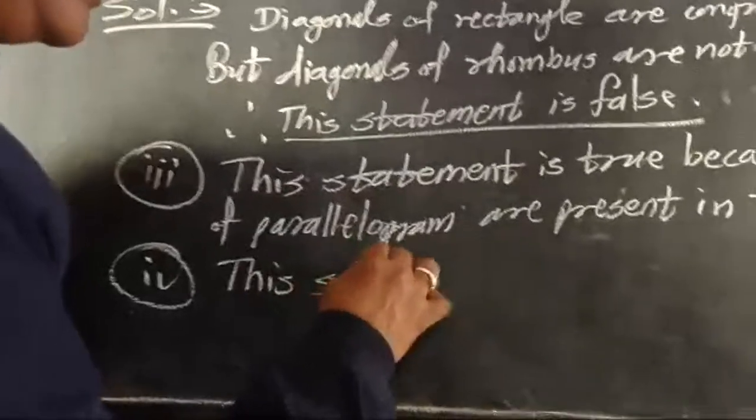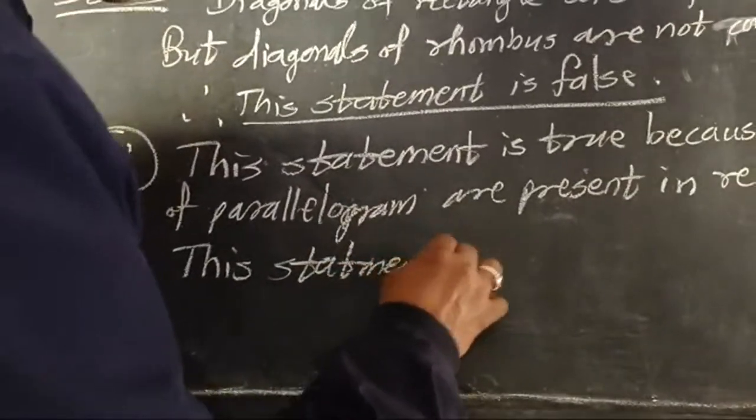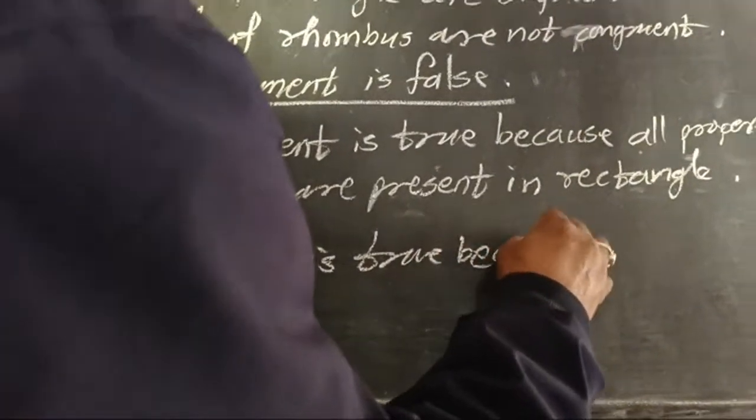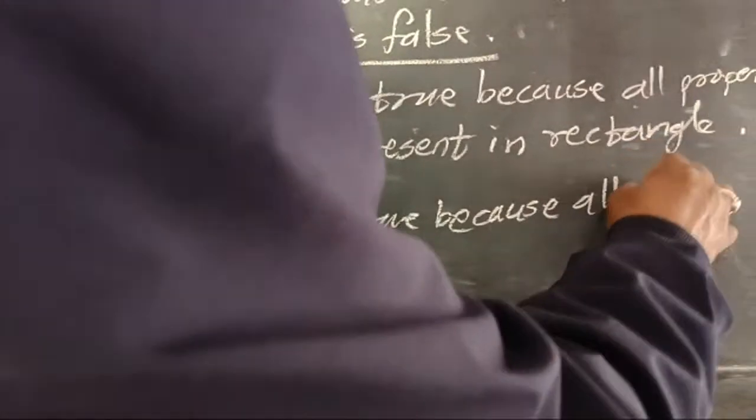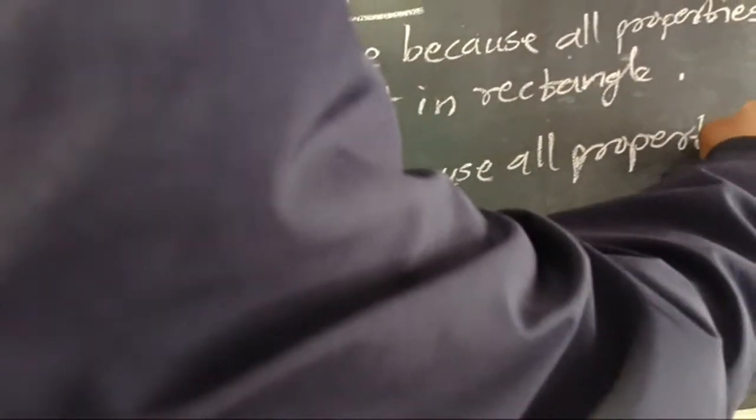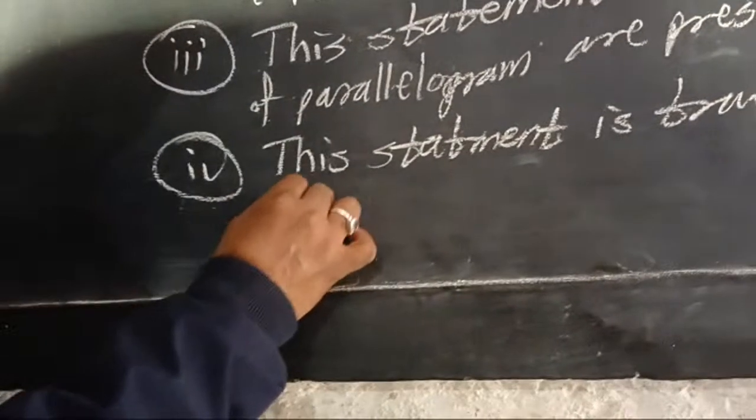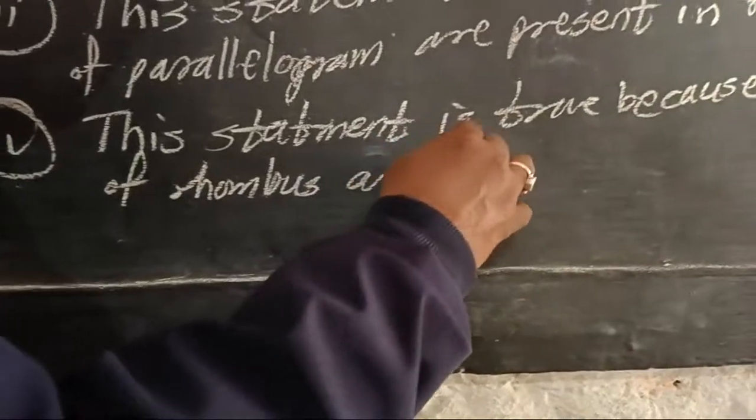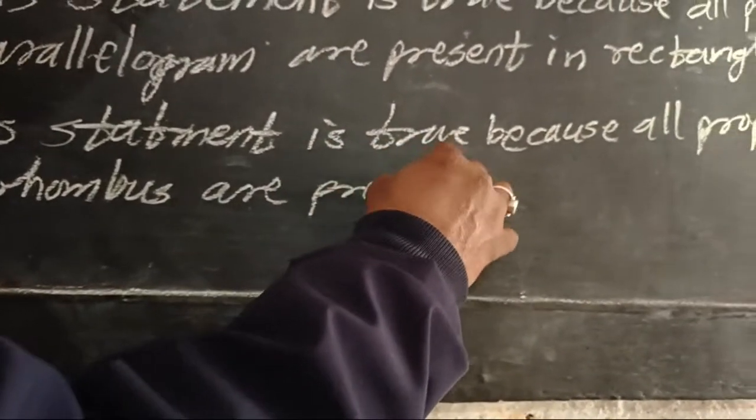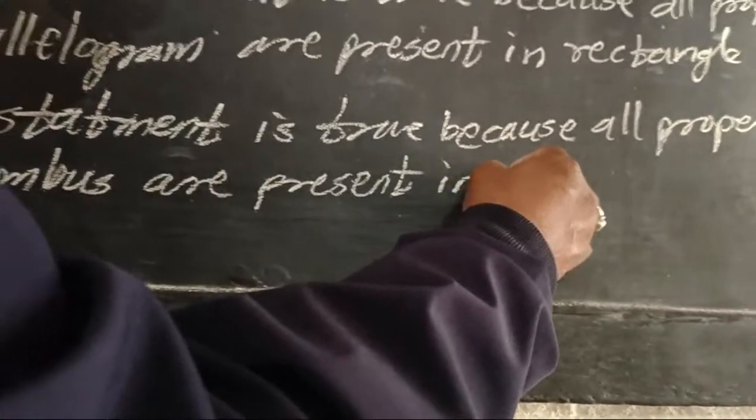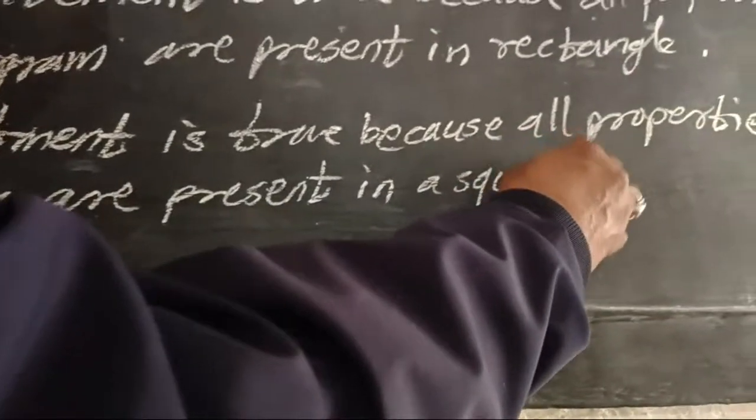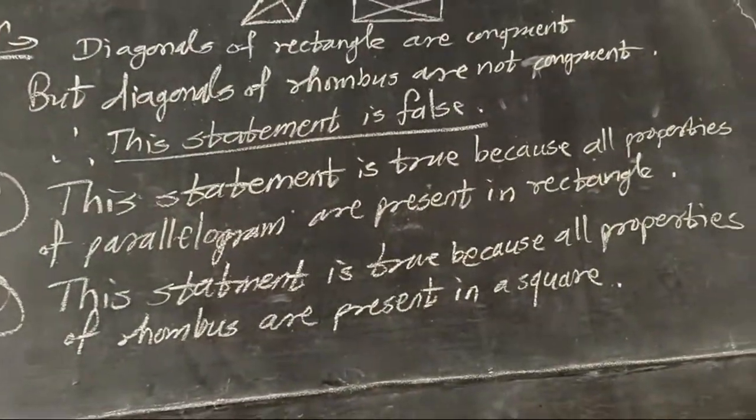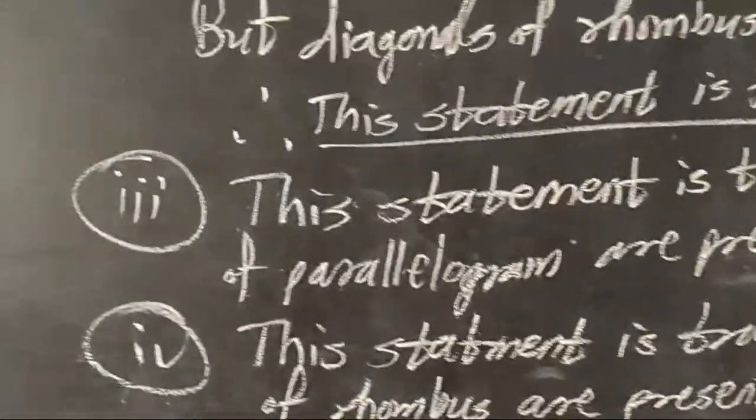This statement is true because all properties of rhombus are present in a square. This is the method of solution. Is any difficulty? Write down.